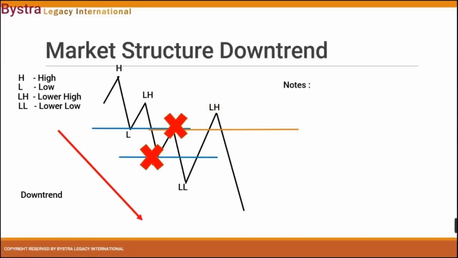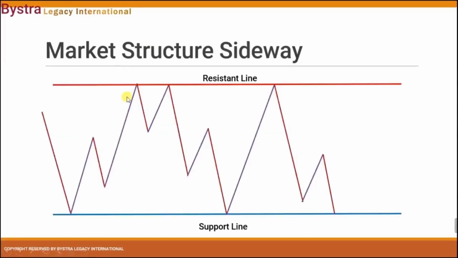Now let's move on to the next market structure, which is sideways. From here you can see price will only move in a zigzag motion, where there is a resistance line and a support line. So price will move towards the support line, go up to the resistance line, and come back down to the support line and go back up towards this resistance line. So it only moves between this zone.